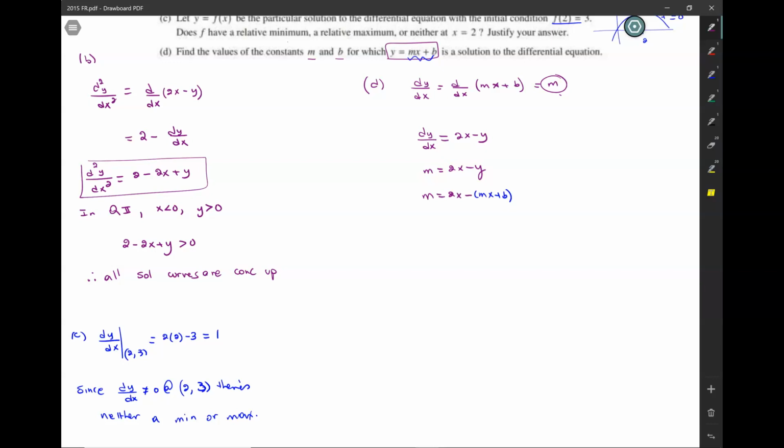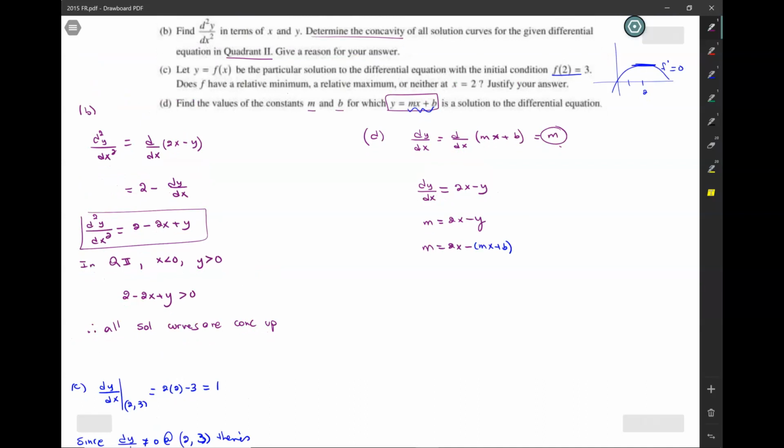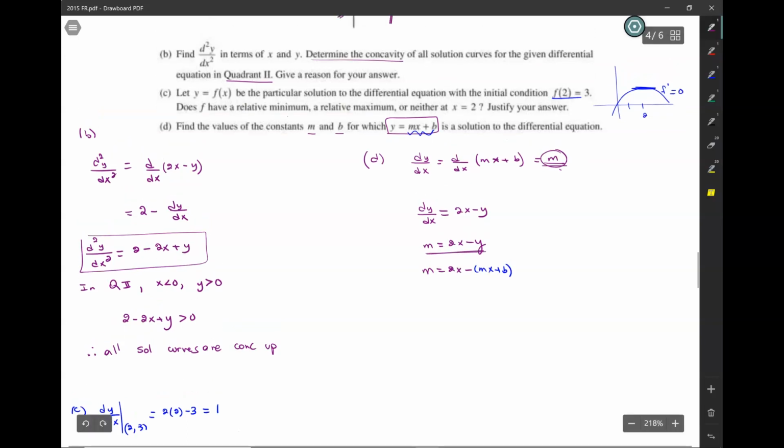So those are the steps. It has to be a solution of that. That means if it's a solution, when you take a derivative, you must get 2x minus y. So when you take a derivative, you must get 2x minus y, right? And so now you're like, okay, now what? So you go back to the problem. The problem is saying solve for m and b.